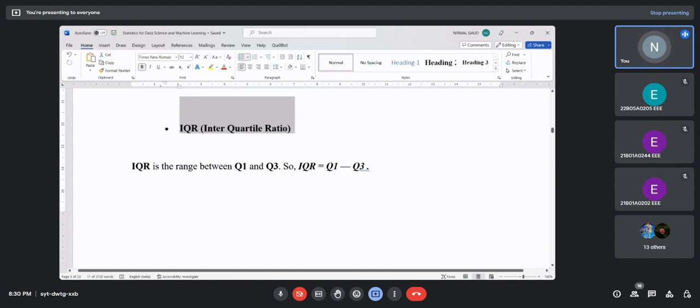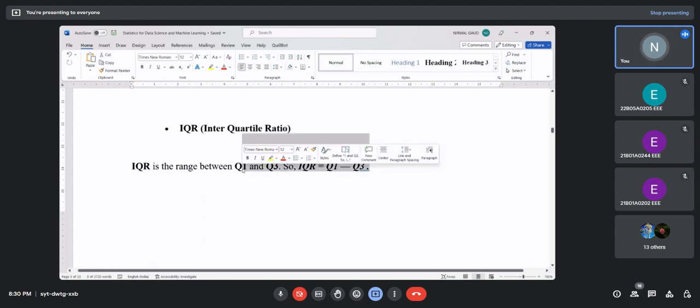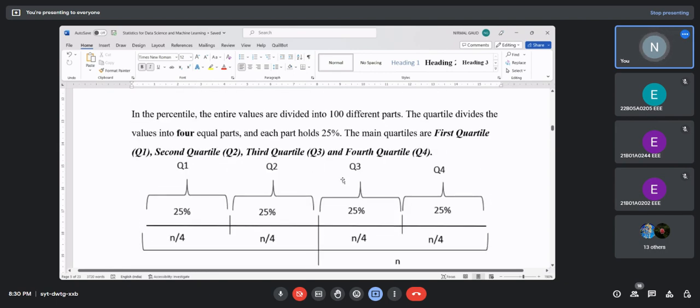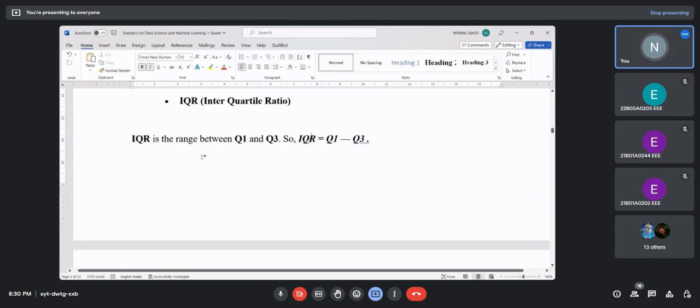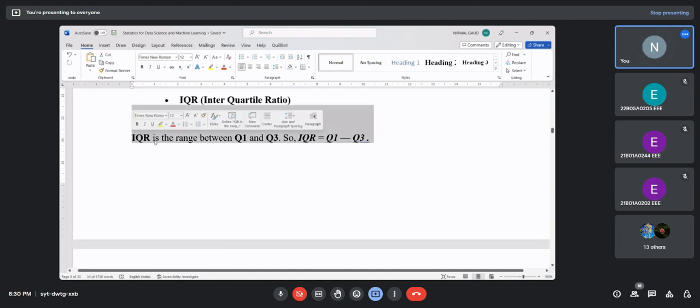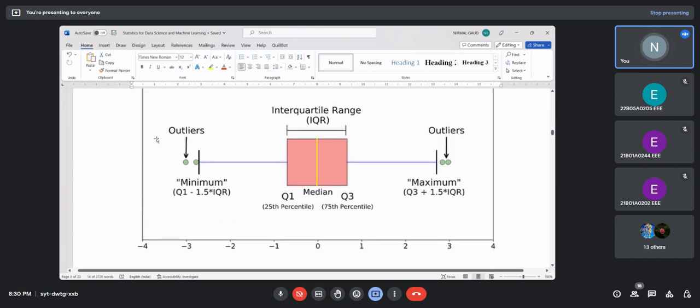Now IQR, what does this IQR mean? IQR means interquartile range, and interquartile range is calculated as Q3 minus Q1. Here it is written Q1 minus Q3, but I would say Q3 minus Q1. Q3 is 75% distribution of the data. Q1 is 25% distribution of the data. So 75% minus 25%, whatever is between, that is called IQR, interquartile range. Very much important.